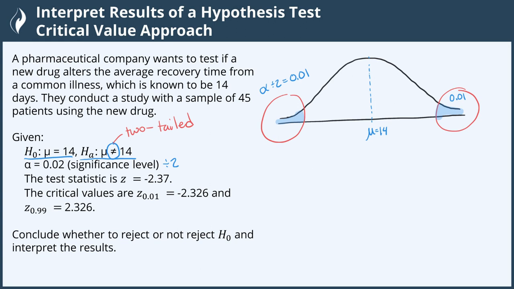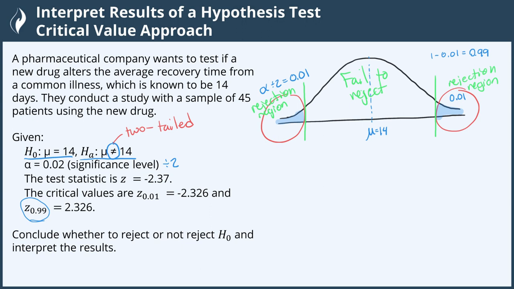However, if we're talking about the area to the left of this tail, we can take 1 and subtract 0.01, which gives us 0.99. And that is why we have z sub 0.99. Now let's go ahead and find our critical values. The critical values are where we have our cutoff into the rejection region. So over here will be the rejection region, and over here is the rejection region. In the middle is our fail to reject region.